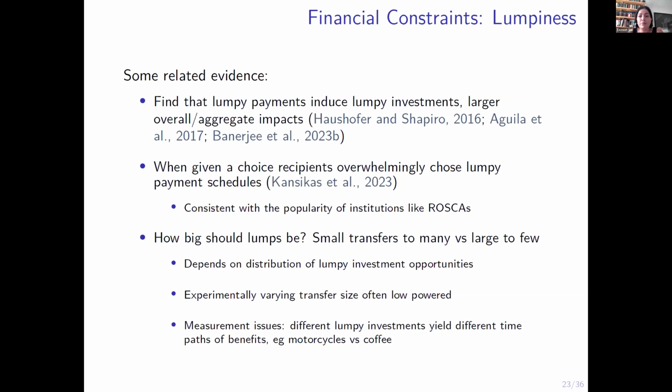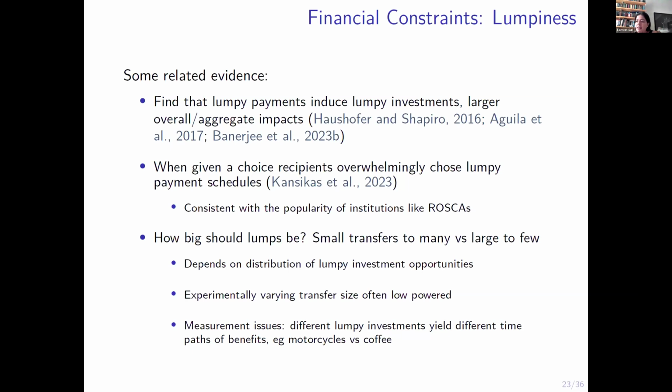And they saw big investments. Some of this comes from both needing a large amount of money to make the investment and the investment being lumpy itself, right? You have a big investment to make, not something small that can be done quite easily. And we do find evidence, and this is true in our universal basic income paper as well, that lumpy payments induce lumpy investments. And these lumpy investments generate larger overall or aggregate impacts. And we're seeing that in our recent work as well.